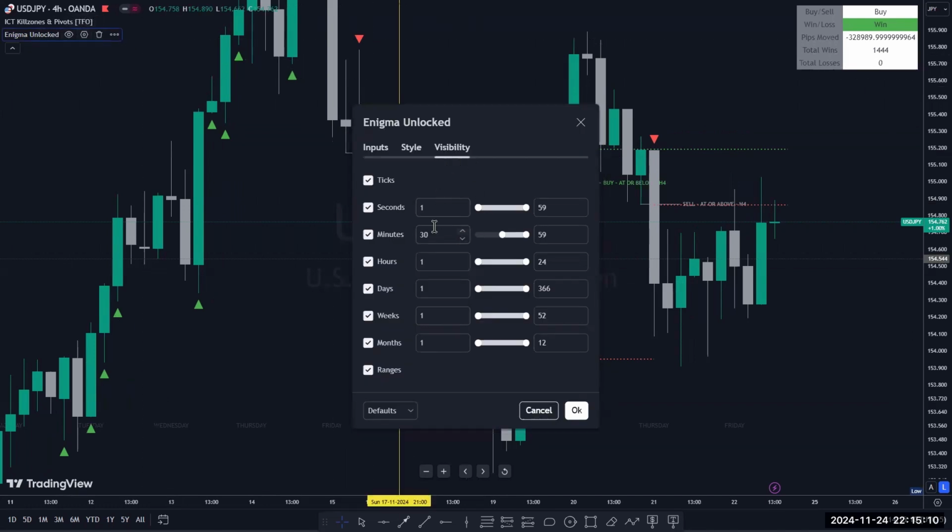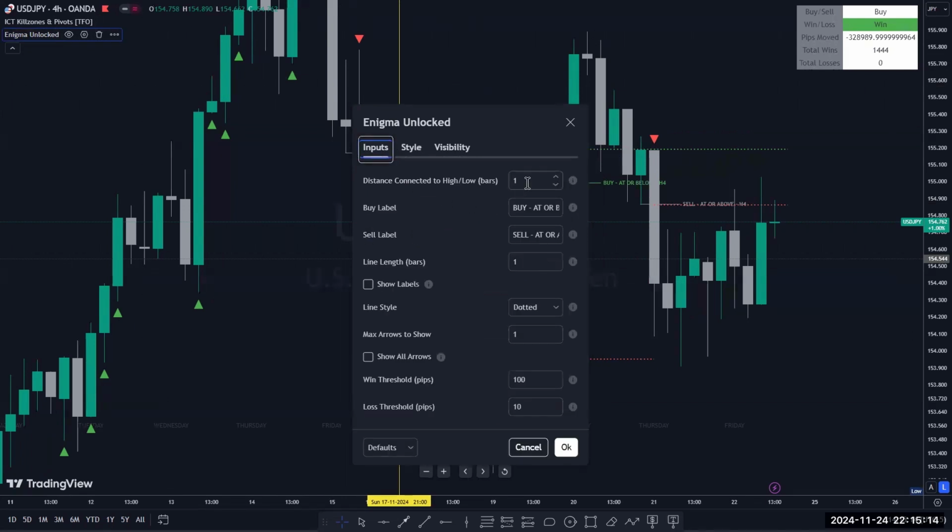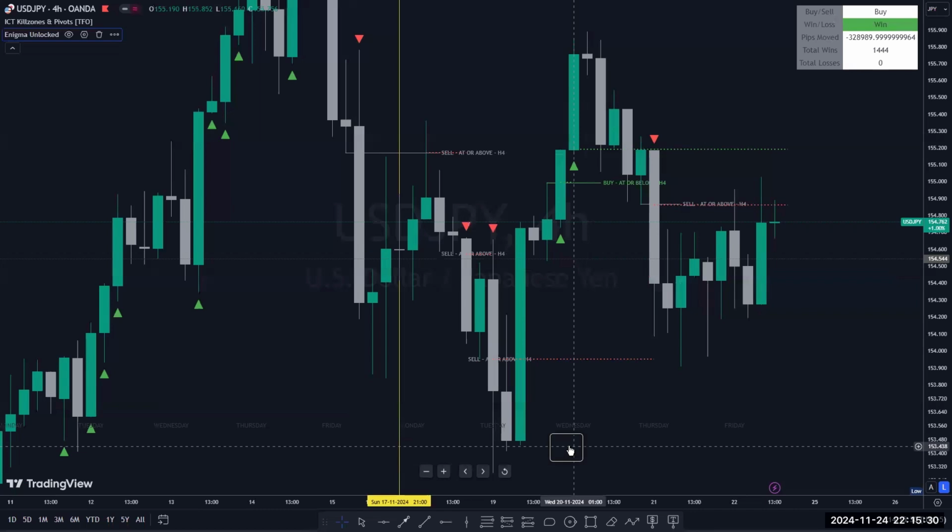In the visibility, you want to put this to 30 minutes. The input, you want to put this to 1 minute, the length 1 minute, and max arrow doesn't matter. This doesn't work. I need to fix this. But the most important part works, and this is the amount of pips to calculate the wins. That doesn't really matter. It's just to check the history.